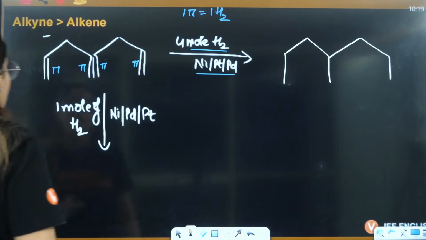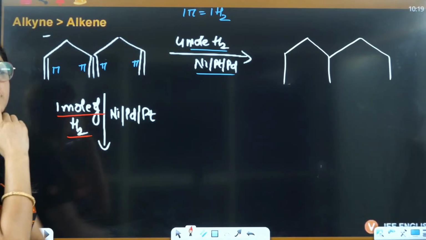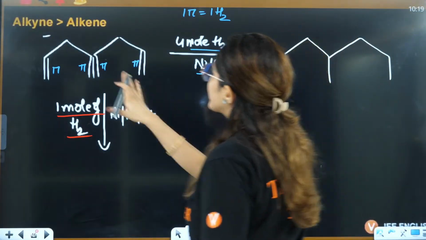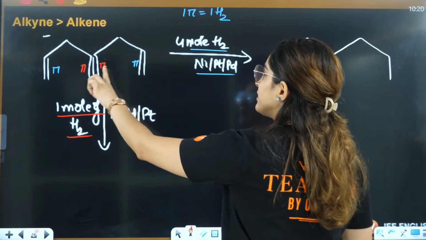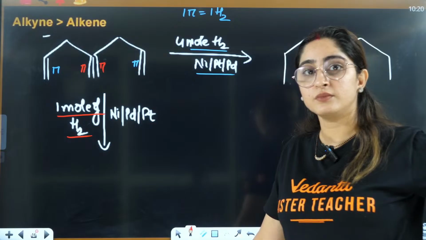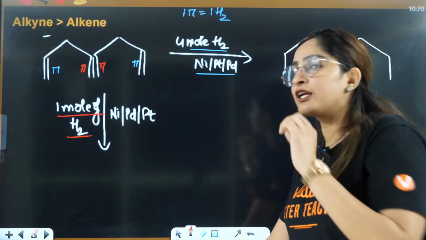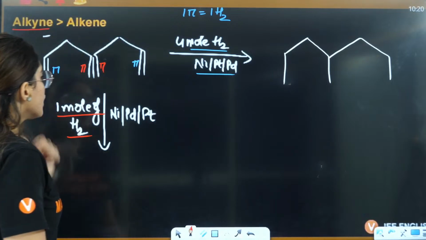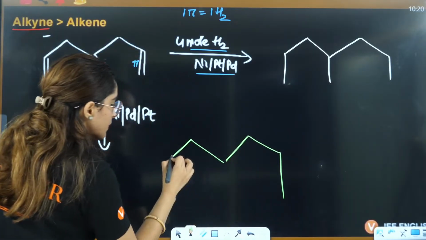Now, the interesting thing is they are saying you have only 1 mole of hydrogen. Now the confusion is, ma'am, I have 2 categories of pi bonds. 1 pi bond is alkene, 2 pi bonds are alkyne. Now, which will be hydrogenated faster? In this kind of situation, alkyne will be hydrogenated. It is preferred over alkene. So what is the answer that we'll have here? The answer will be this double bond will stay as it is.